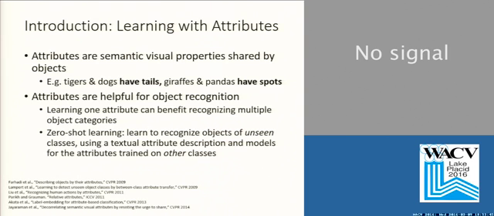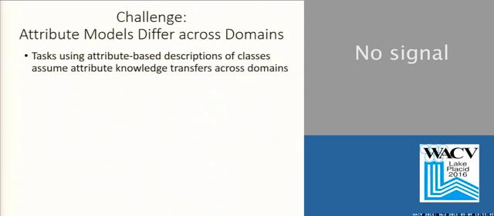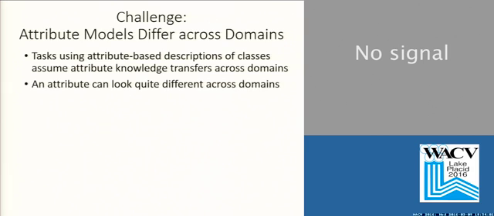description of those objects, as well as models for these attributes trained on other classes. So tasks that use human-given attribute descriptions assume that we have reliable attribute models that truly capture the meaning of the attribute regardless of what data or what domain they're trained on. But unfortunately, attributes can look quite different across domains.